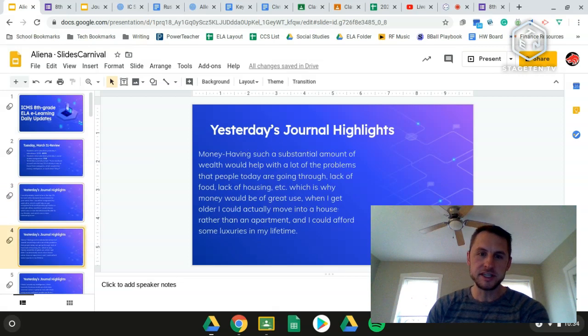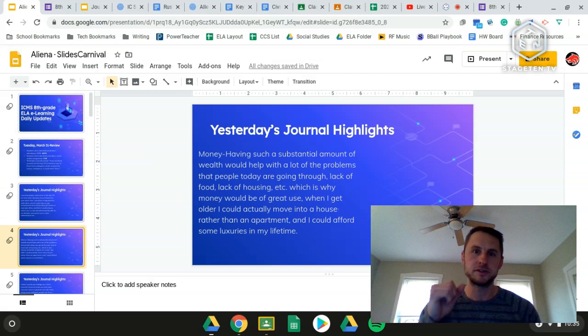Then we had the second one, which was looking at money. This student said having a substantial amount of wealth would help with a lot of problems that people are going through, such as lack of food and lack of housing. This student also mentioned that when they get older, they would be able to afford their own house and some luxuries. I can tell you that if you're in the top 1% for wealth, you're not only going to be able to afford a house, you're going to be able to afford a pretty darn nice house. But I thought this was a good response.